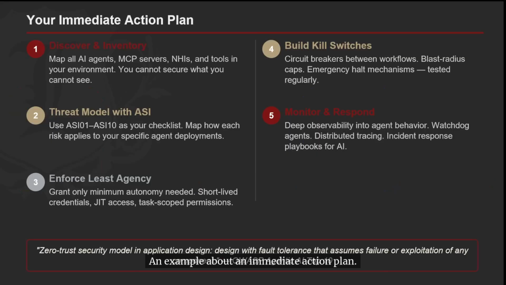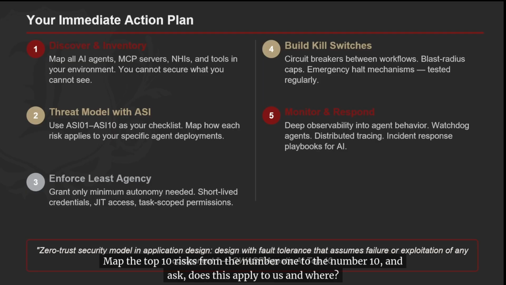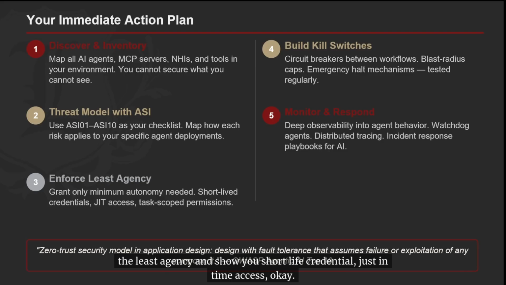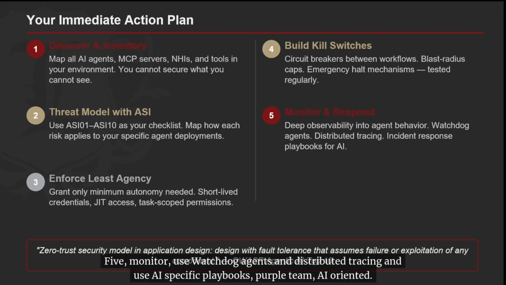An example of an immediate action plan, five things to do in a week, let's say. 1. Inventory. Map every agent, every MCP server, every non-human identity. 2. Then the threat model. Map the top 10 risks, from number 1 to number 10, and ask: does this apply to us, and where? 3. Least agency, and use short-lived credentials, just-in-time access, okay? 4. The firewall, let's say the kill switch, circuit breakers, and test them. 5. Monitor. Use watchdog agents and distributed tracing. And use AI-specific playbooks, for the red team and blue team, AI-oriented.